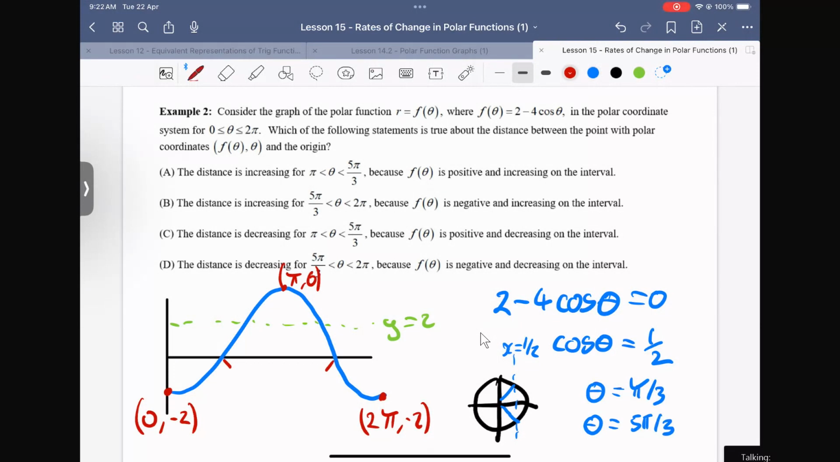So this coordinate here is pi/3, 0. And this coordinate here is 5 pi/3, 0. So, looking through our first statement here, the distance is increasing from pi. So where is that? So our polar graph is going to be increasing here and increasing in distance here.